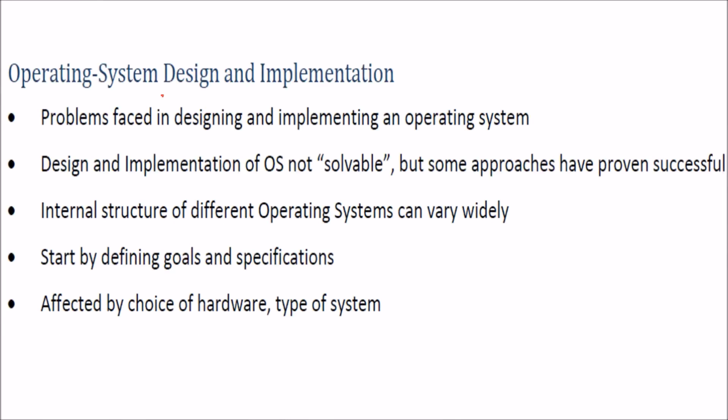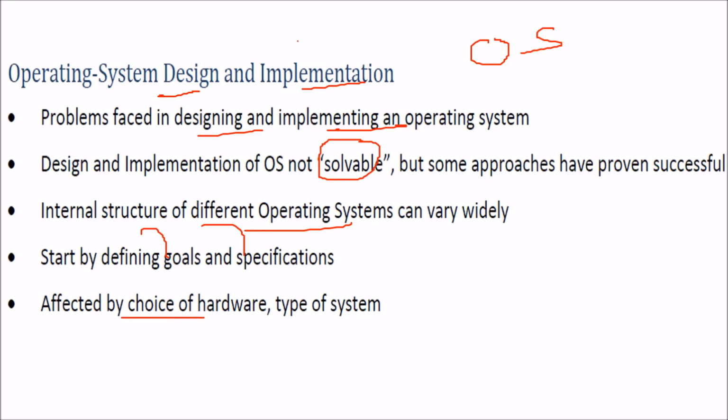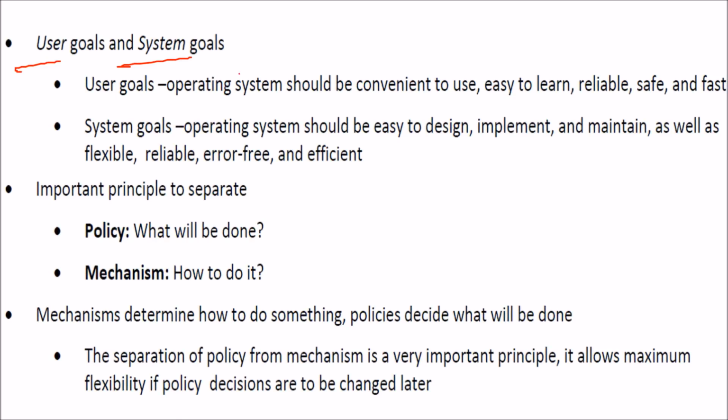When we are designing and implementing an operating system, there are certain things which have to be considered. This problem is not completely solvable, but we have various approaches. We really have various operating systems, and the internal structure of different operating systems may vary widely. This depends on the goals and specification. There can be systems dealing only with real-time operating systems, or general purpose operating systems. These are also affected by the choice of hardware and the type of systems you are going to use. So user goals and system goals are very important.